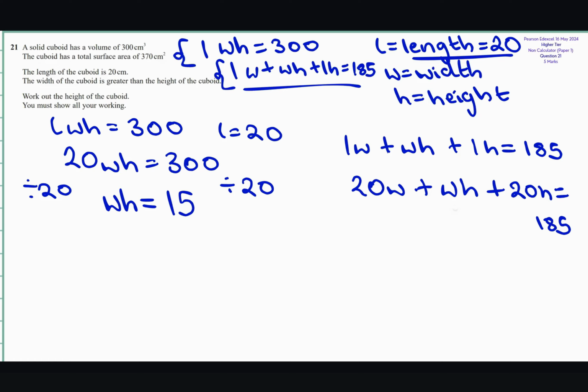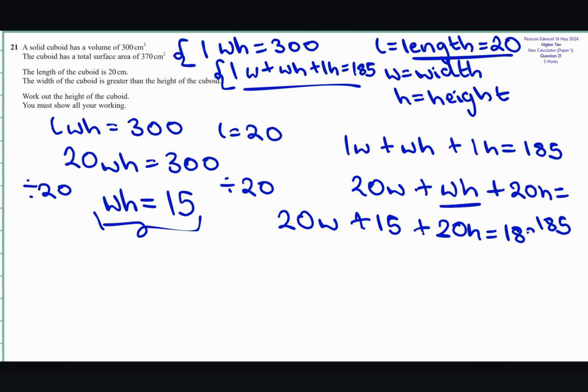But we know the value of WH because that's what we've just worked out over here. So we can substitute that in as well and get 20W plus 15 plus 20H is equal to 185. Now, if we subtract 15 from both sides, then what do we end up with? Well, we get 20W plus 20H is equal to 170.